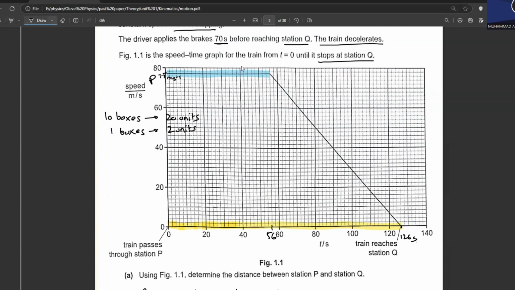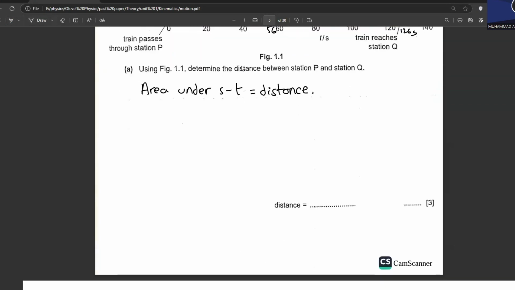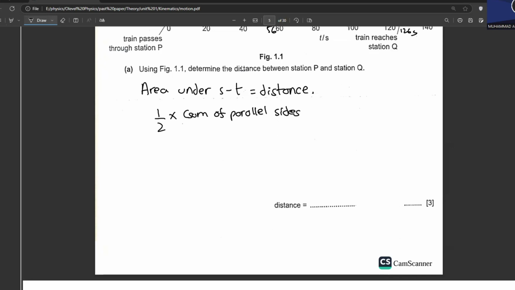Okay. So, do you remember the formula of area of trapezium? The area of trapezium is equal to 1 upon 2 into sum of parallel sides into height. What is your sum of parallel sides? Very easy. 1 upon 2 into 56 plus 126 multiplied by height, that is 77. Can you calculate the answer here?